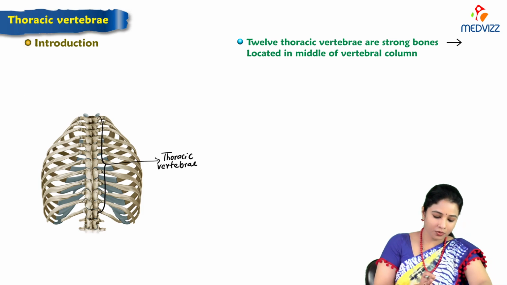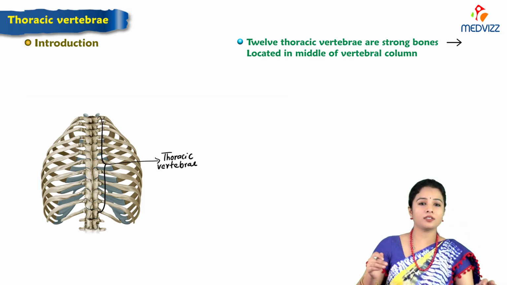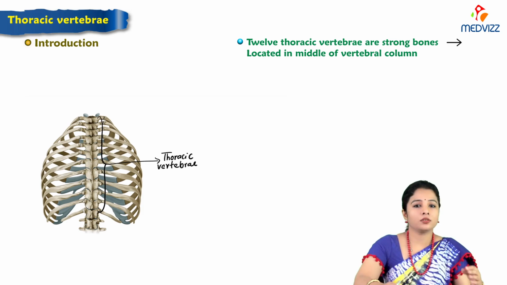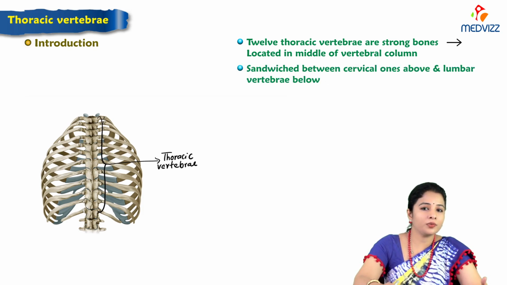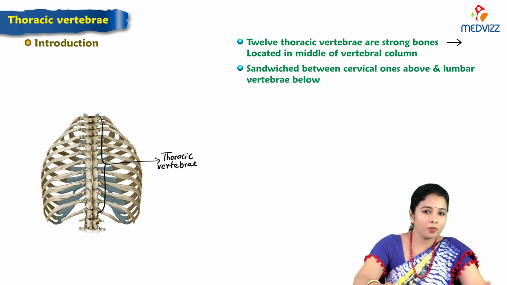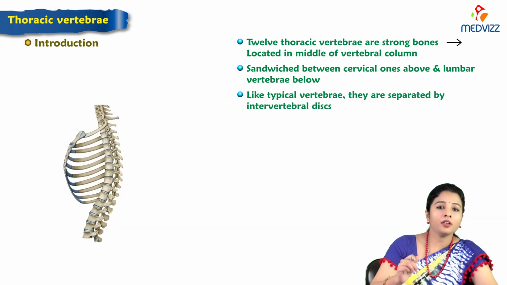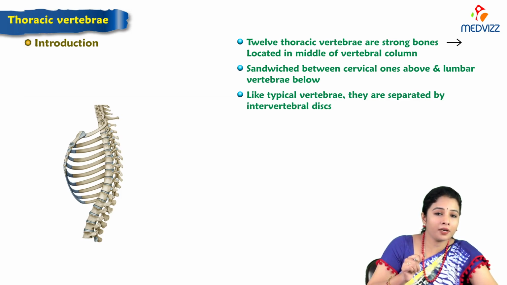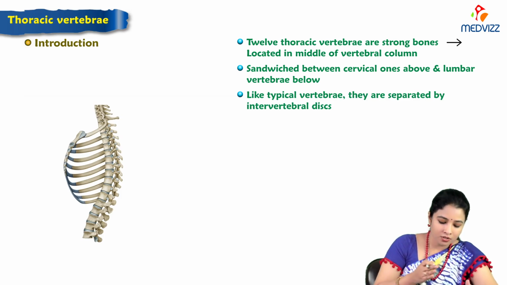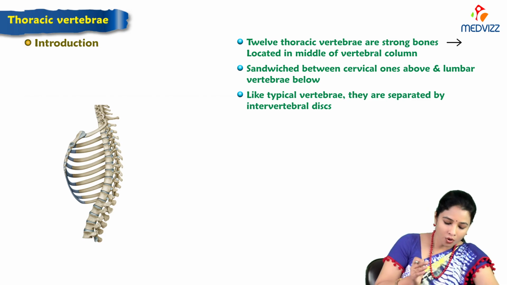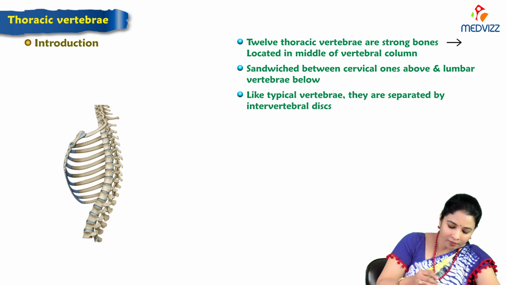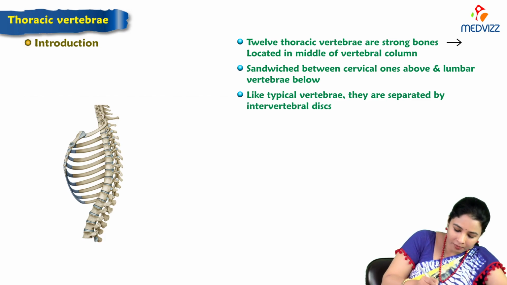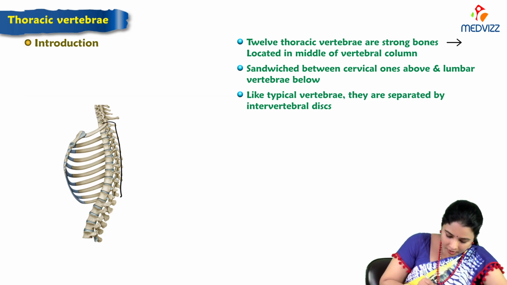So the vertebrae on the posterior view articulate on each side with the ribs. These vertebrae are sandwiched between the cervical ones above and lumbar vertebrae below. Like typical vertebrae, thoracic vertebrae are separated by intervertebral discs. Here is the lateral view of the vertebral column where we can appreciate the thoracic vertebrae, which articulate on either side with the ribs. From here to here is the thoracic vertebrae.